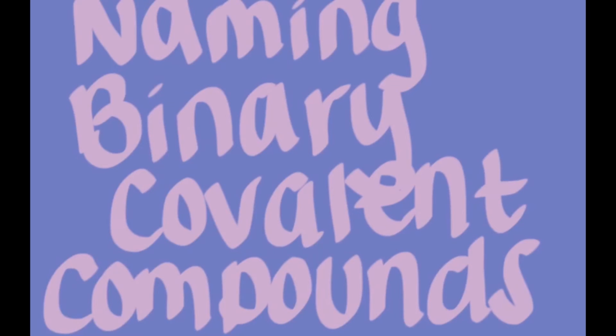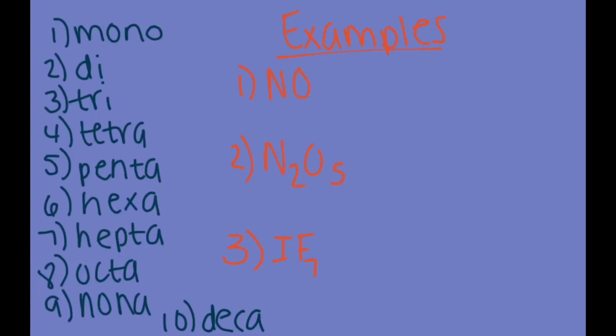So in order to name binary covalent compounds, we will have a list of prefixes in which the first word would take the name of the element with the suitable prefix, and the second word would take the name of the element with the ide suffix and the suitable prefix. So as we can see, the list of prefixes is on the left side. For 1 we have mono, 2 di, for 3 tri, 4 is tetra, 5 is penta, 6 is hexa, 7 is hepta, 8 is octa, 9 is nona, and 10 is deca.